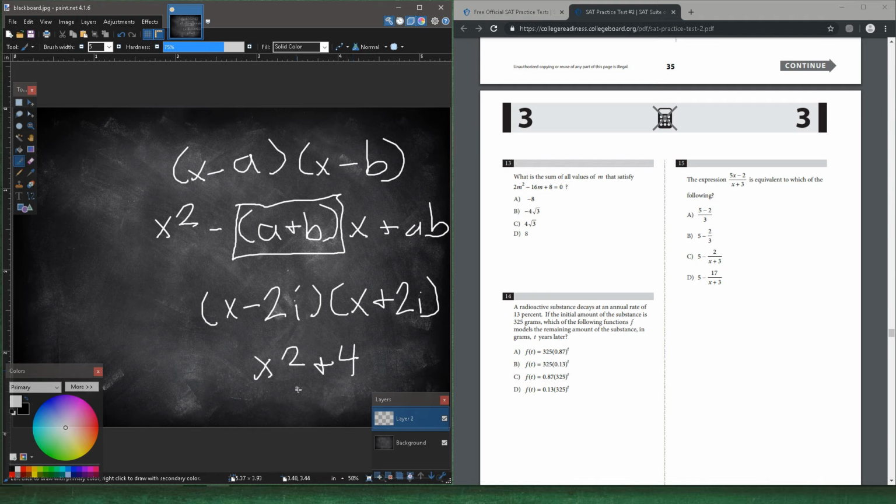Since there's no x term, that means the sum of the values equals 0, which is true because that's 2i and that's negative 2i, and you add them together to get 0. So that's true. So this also applies to imaginary numbers, but it's based on what the question is asking. If it's asking for just all values, then imaginary numbers are part of the answer. And this doesn't just work for quadratics.